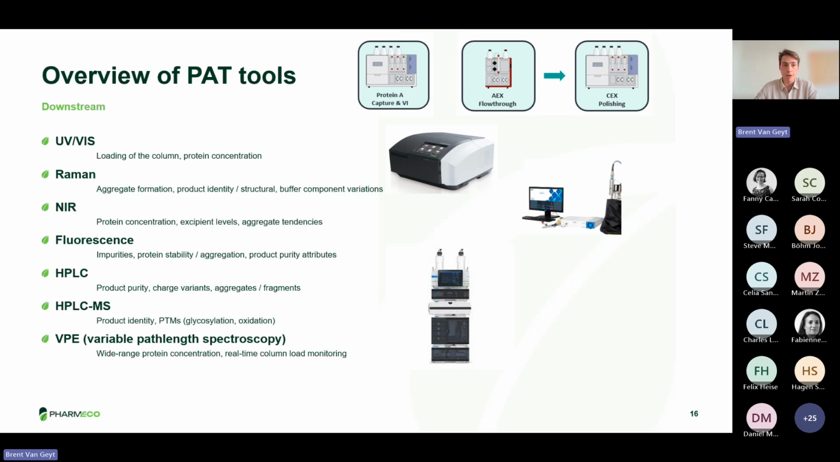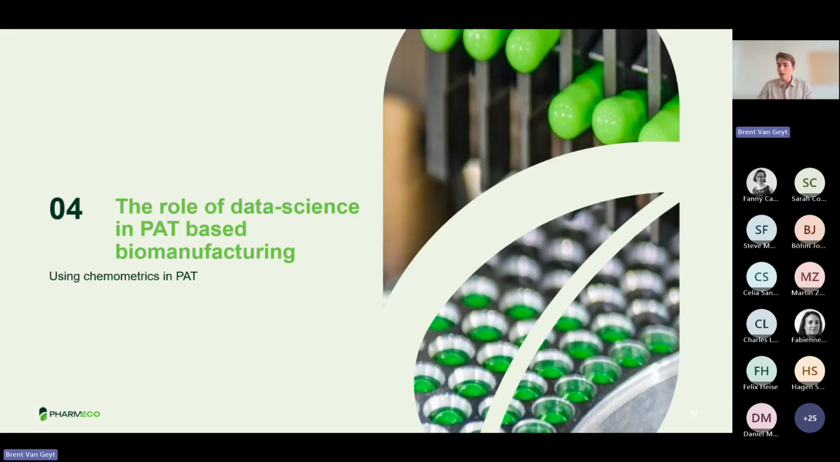Then for the downstream, we have, again, a lot of different spectroscopy methods. But you can also use HPLC and HPLC-MS, which can look at protein purity, charge variations, and also PTMs like glycosylations and oxidations. And we also have variable pathlength spectroscopy, which can look at a wide range of protein concentrations.